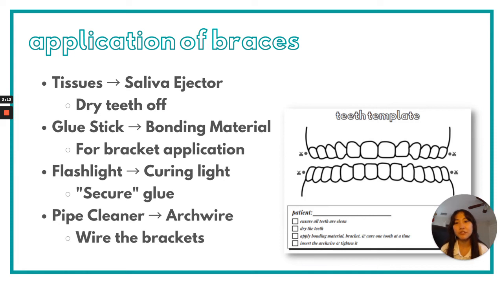Then the actual application of braces begins. The tissues they will use will represent the saliva ejector, in which they will dry the teeth off. From there, a glue stick will be used as the bonding material for bracket application. From there, a flashlight will be used as the curing light to secure the glue. And then lastly, the pipe cleaner will be used to represent the arch wire, which will wire the brackets. And at the very end, they should have teeth and a little activity that looks like this with their own brackets they have created.